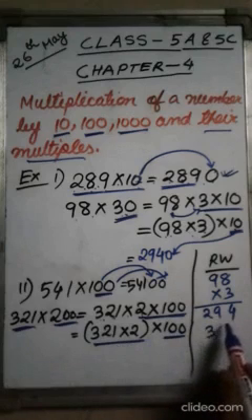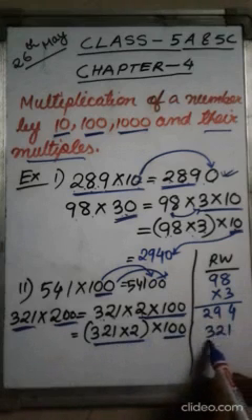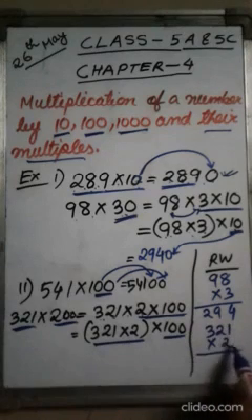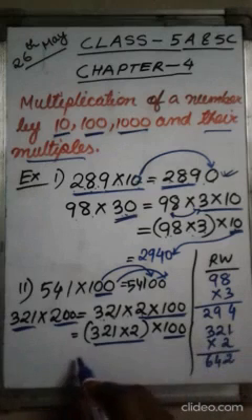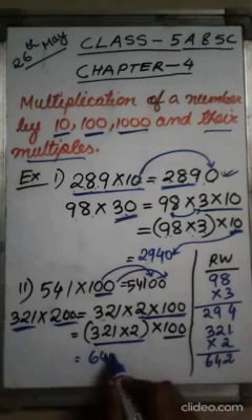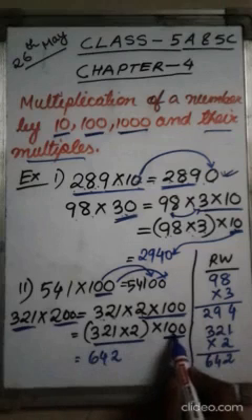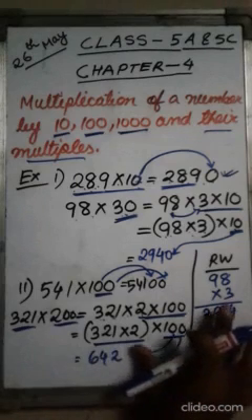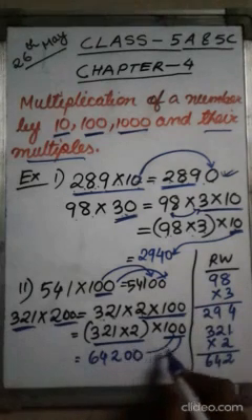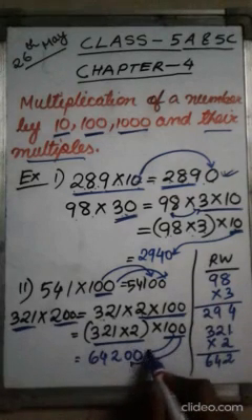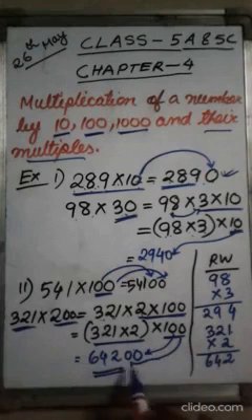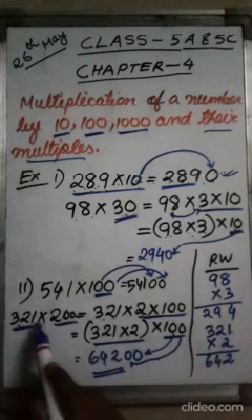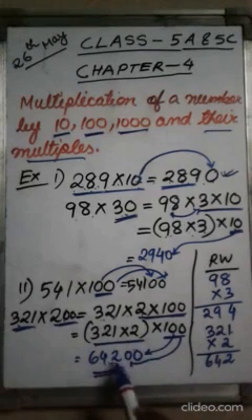So 321 into 2: 2 1s are 2, 2 2s are 4, 2 3s are 6. So it is equal to 642. 2 zeros will come here. So I shall write here 2 zeros. The product of these two numbers is this number.